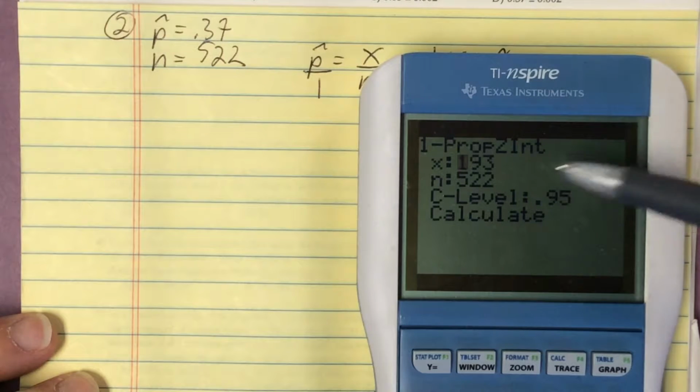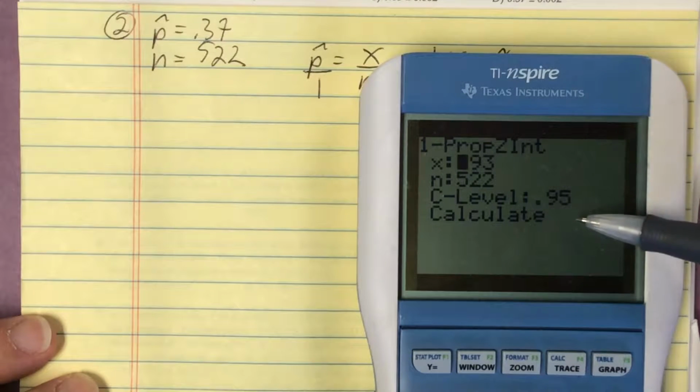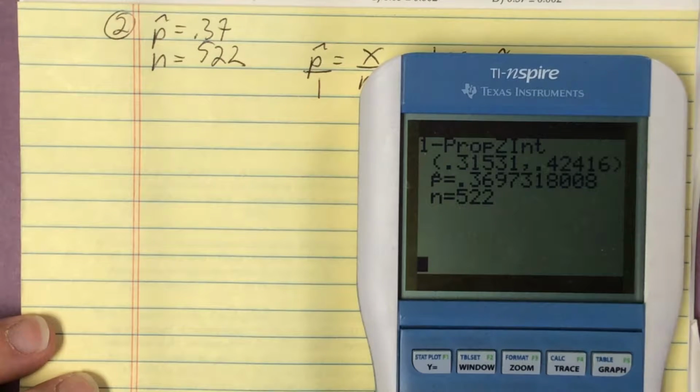So at this place, we put the x value, which is 193, the n value, which is 522, and then the confidence level, which in this question, I think I typed another question in, so I changed my confidence level here. It's not going to be 0.95, it's going to be 0.99. So make sure I have the correct confidence level in. And what the calculator is going to provide for us is a confidence interval. We're going to be able to use this confidence interval in order to obtain the point estimate as well as the margin of error, which is required based on the form they're asking us to express this answer in.